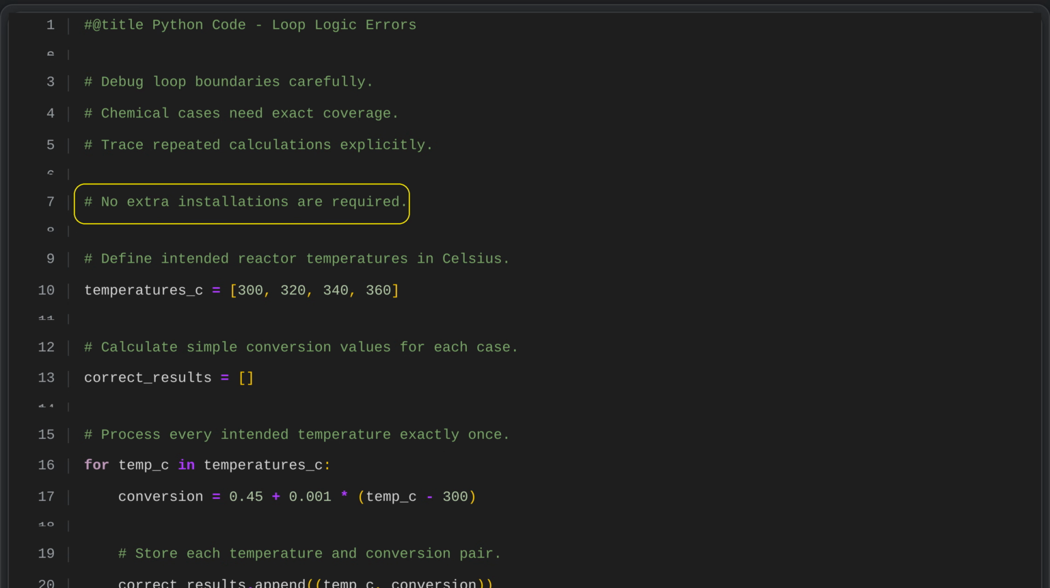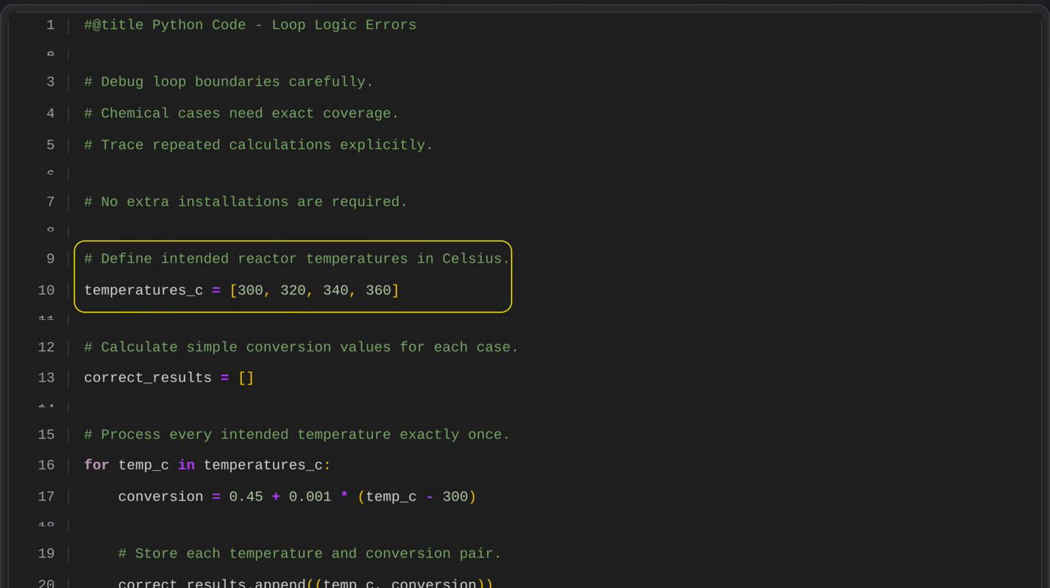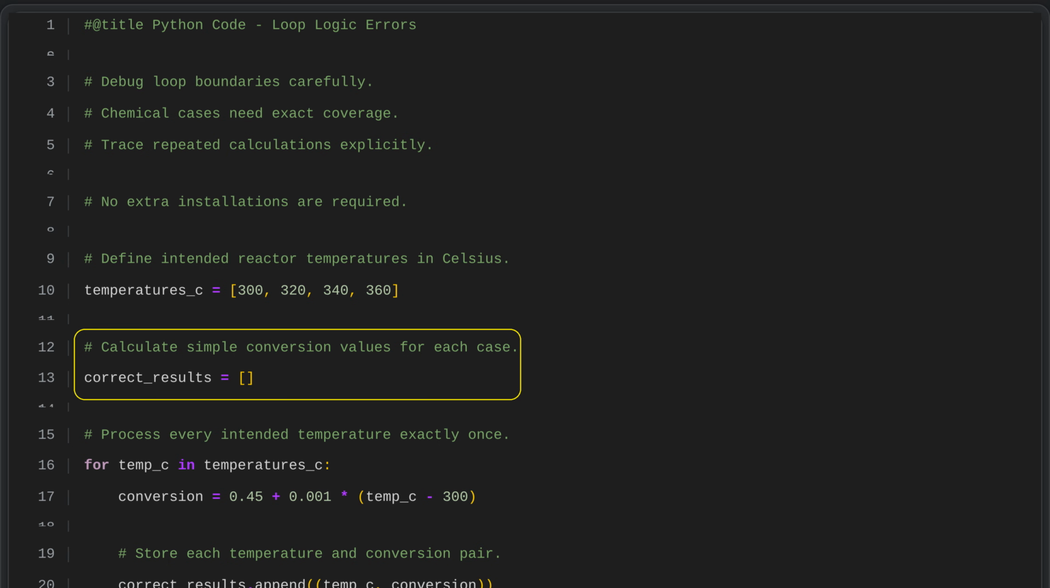This line means the script can run in a standard Python environment without installing extra software or external packages. It helps ensure the code is easy to use and share, even with people who do not have additional libraries set up. A set of reactor operating temperatures is defined in Celsius: 300, 320, 340, and 360 degrees. These values will be used to calculate the conversion for each operating condition.